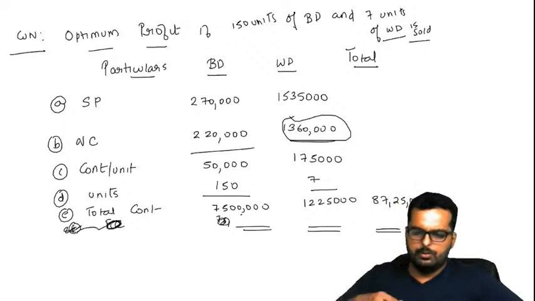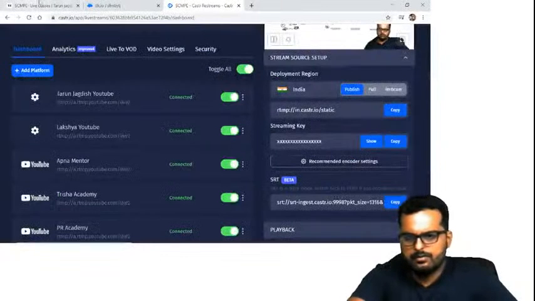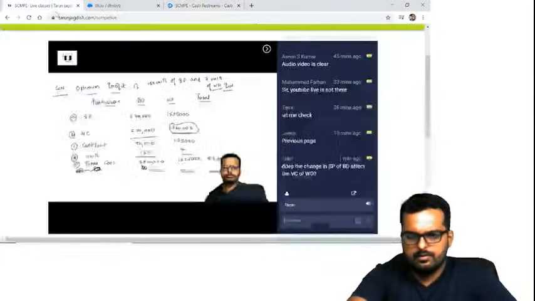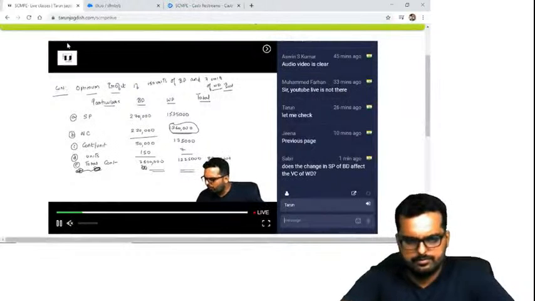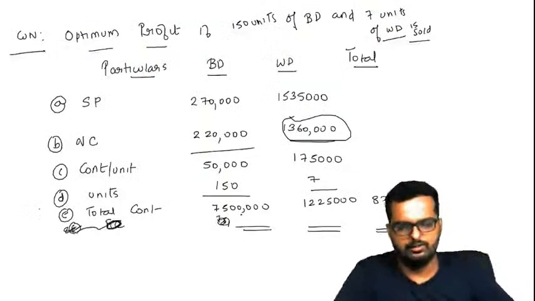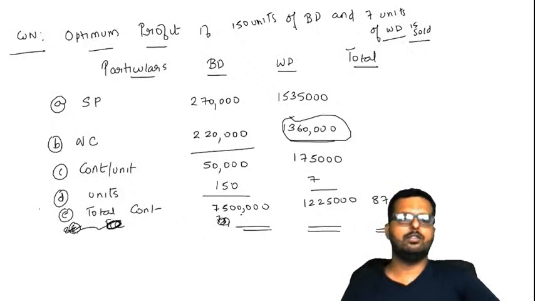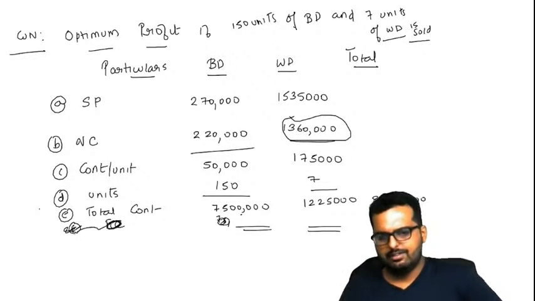Alright friends, have you all put up till here in your books now? Yes, Sabir, that is what I am going to do next. If you are keeping the selling price as 2,70,000 for BD, WD's answer will also change.